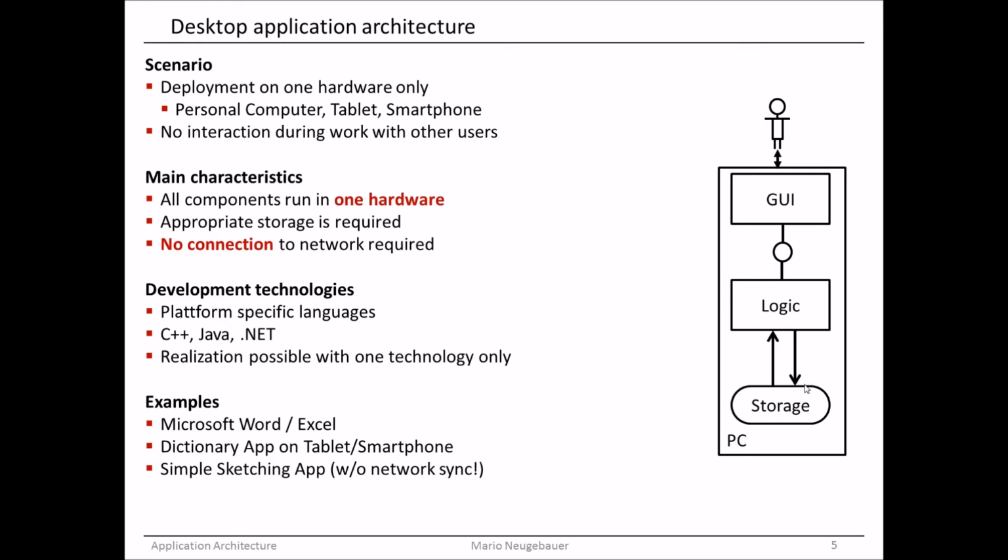Examples, as I said before, might be Microsoft Word, Microsoft Excel, applications which run on your desktop only without requiring any network connection. You could use dictionary applications, dictionary apps on tablets, for example, on smartphones. There are some dictionary apps which download with the application code also the entire dictionary. So then you need appropriate storage for a couple thousand words. That's pretty enough on a smartphone or on a tablet, and you don't need to establish a network connection for a simple dictionary application.